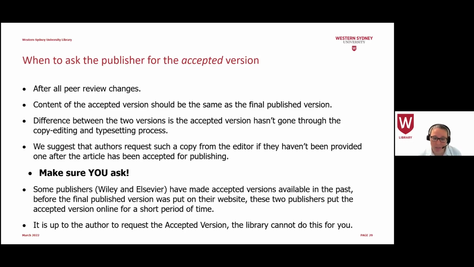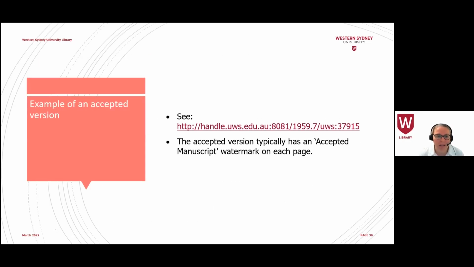Some publishers in the past, so it's been Wiley and Elsevier, have made for a very brief period the accepted versions available on their web pages. But that's not always the case, and we can't always rely on it. It's up to you, the author, to request the accepted version. The library can't do this for you. And as I say, once we've passed that period, you can't go backwards. So it's important to ask.